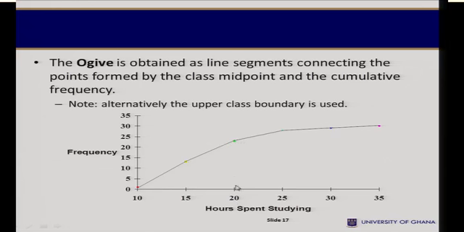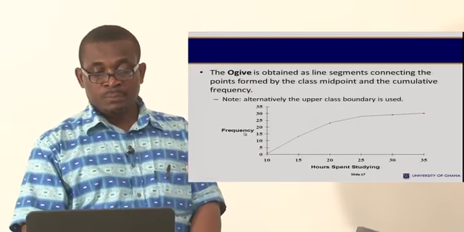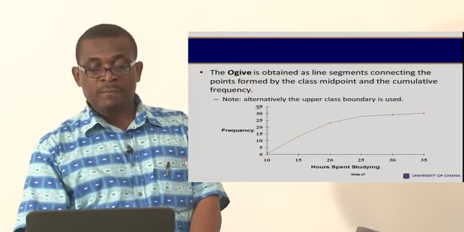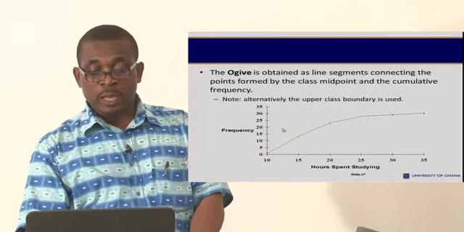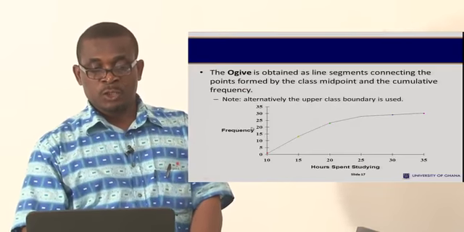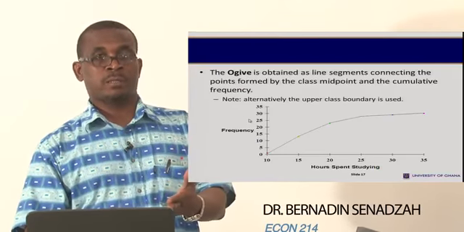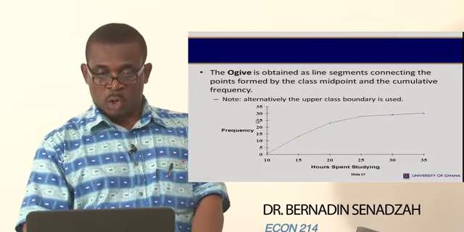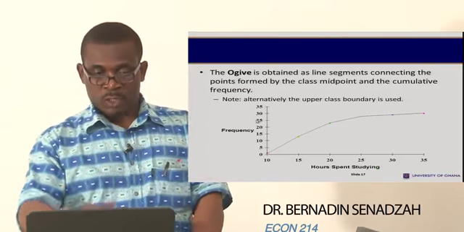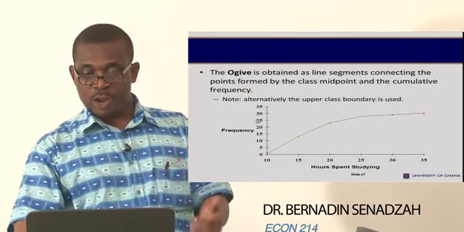And sometimes it's possible to represent this frequency rather by percentages. So you can just read off the percentage. You will just convert this to percentages by multiplying the cumulative frequencies by 100. So it gives you the percentages on the vertical axis, and then you can read off.